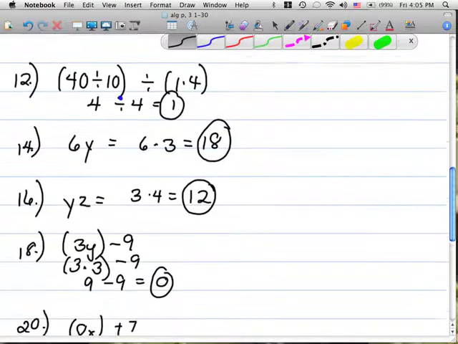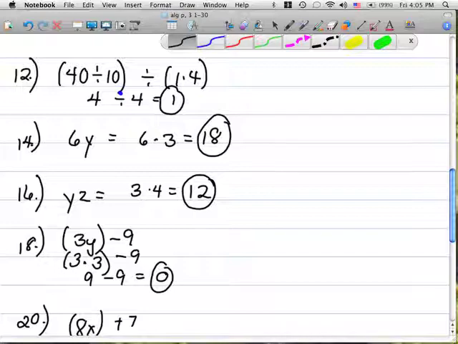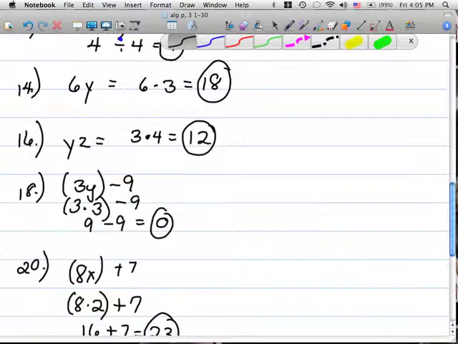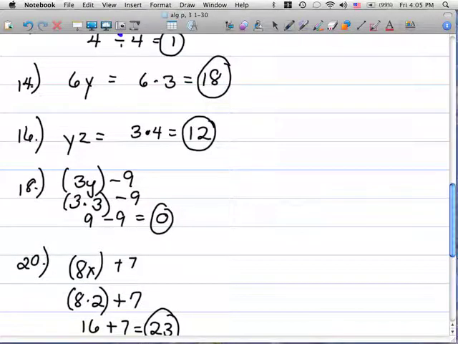Skip a line, number 16. The problem is yz, which means y times z. The value for y is 3, z is 4, so we have 3 times 4, which equals 12. Skip a line, number 18. We have the quantity 3y minus 9. Substitute 3 in for y, so we have 3 times 3. 3y means 3 times y. Minus 9. Order of operations, grouping first. 3 times 3 is 9. 9 take away 9 is 0.